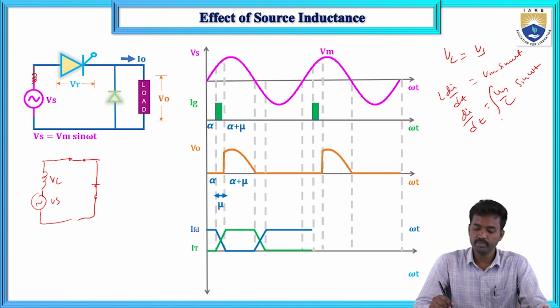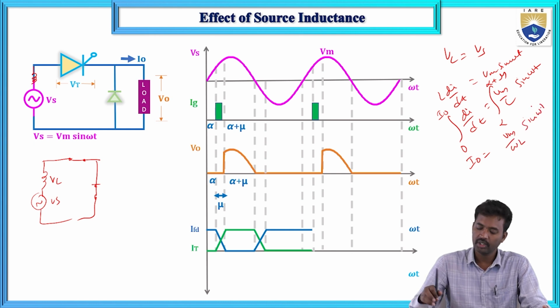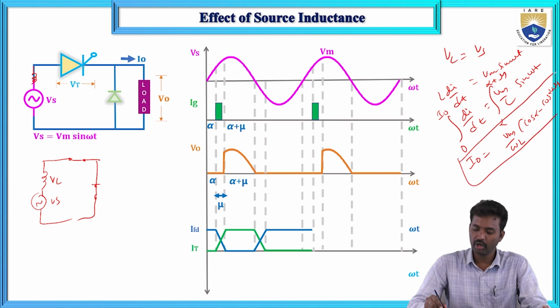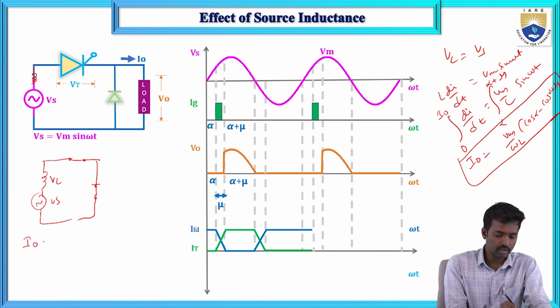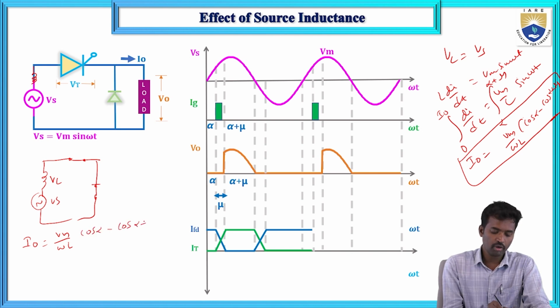Now if you integrate from alpha to alpha plus mu on one side, and from 0 to I naught on the other, I naught equals Vm by omega L times (cos alpha minus cos(alpha plus mu)). So this is the I naught formula.